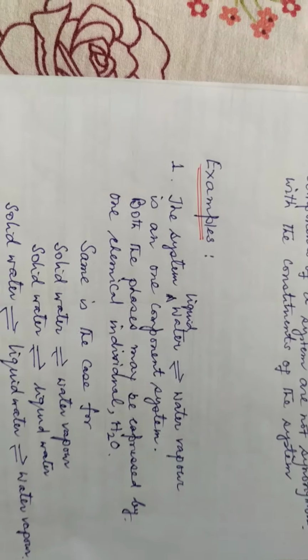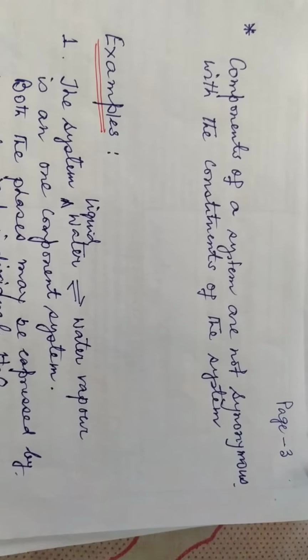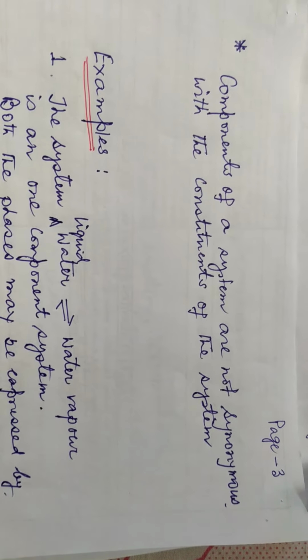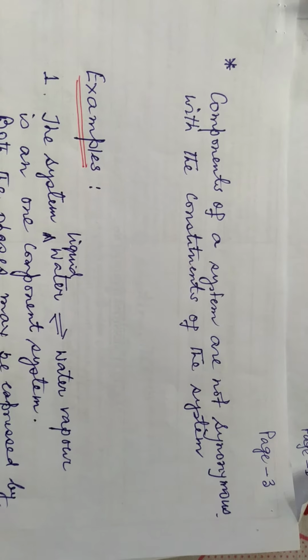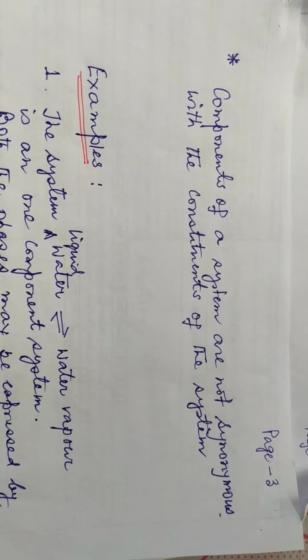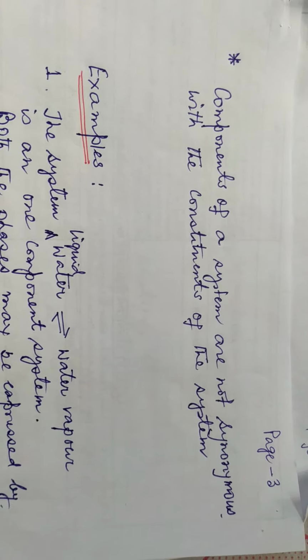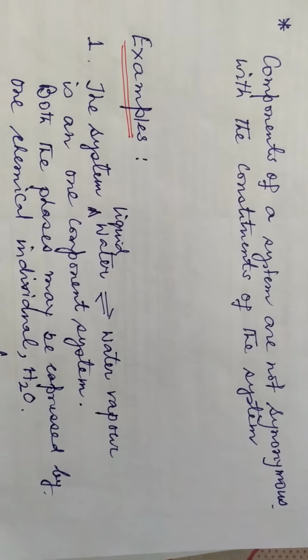It is to be noted here that components of a system are not synonymous with the constituents of the system. If there are three constituents in a system, it is not necessarily true that the number of components of the system will be three. So components of a system are not synonymous with the constituents of the system.